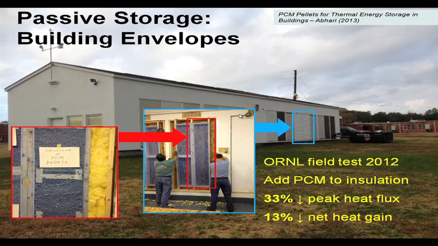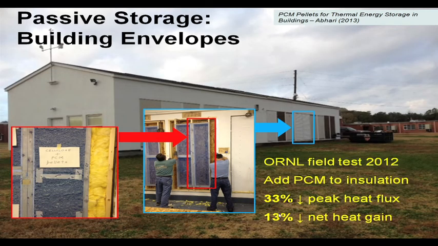So what happens? The air conditioning load goes down because the temperature inside the room is already reduced to a certain extent. The heat load that needs to be removed is less. This is what they showed, that adding PCM to the insulation reduced the peak heat flux by 33% and the net heat gain by 13%. Why? Because part of the heat was absorbed by the phase change material. And this was nothing, this was just the wall itself having one layer of cellulose and PCM pellets.